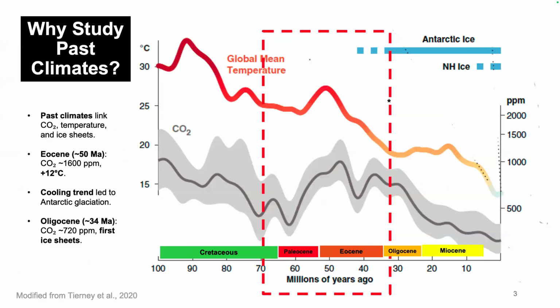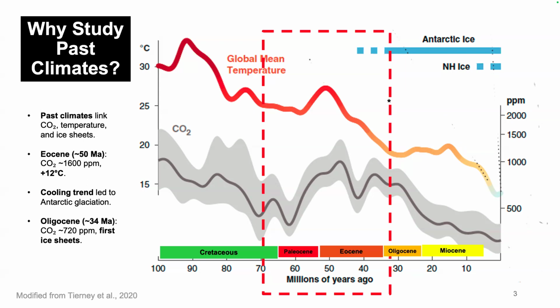Studying past climates provides crucial insights into the long-term relationship between atmospheric CO2, temperature, and ice sheet stability. From the Late Cretaceous to the Eocene, Earth transitioned from a warm, ice-free world to the onset of the Antarctic glaciation. During the early Eocene, CO2 levels peaked at approximately 1,600 ppm, driving global temperatures 12 degrees higher than today.